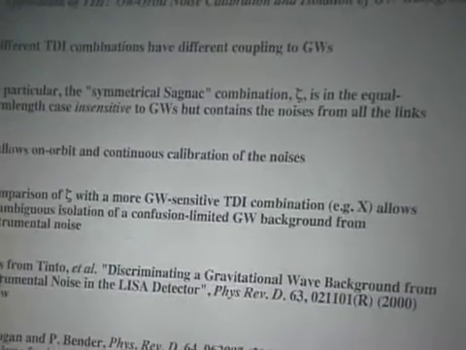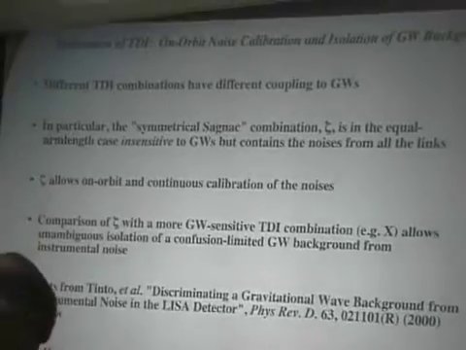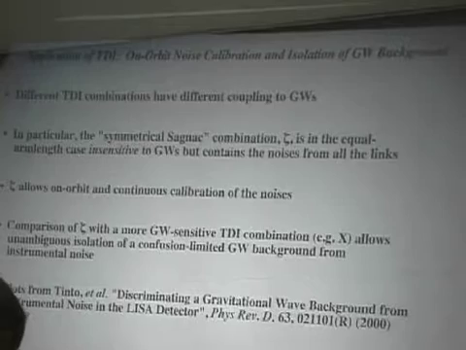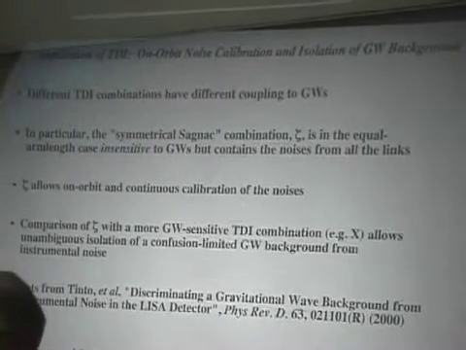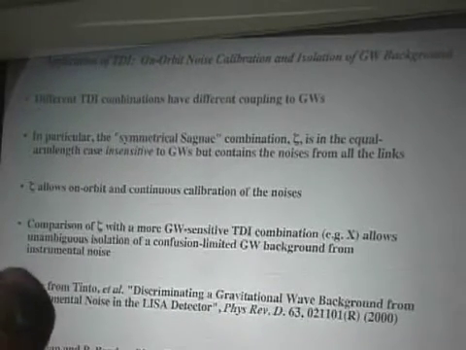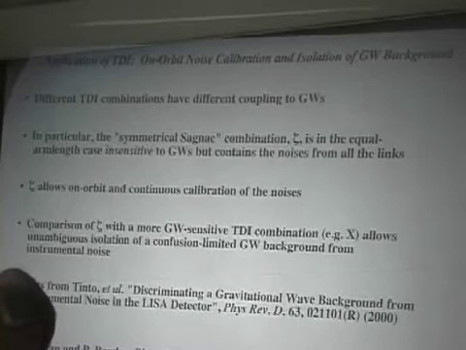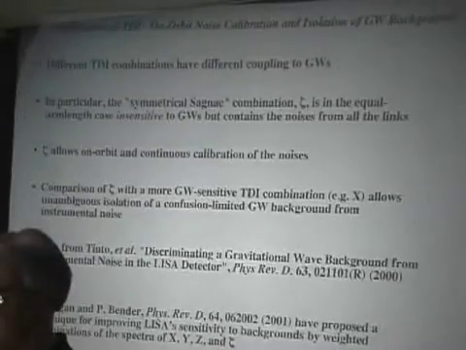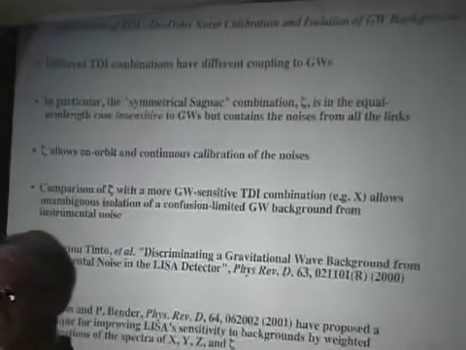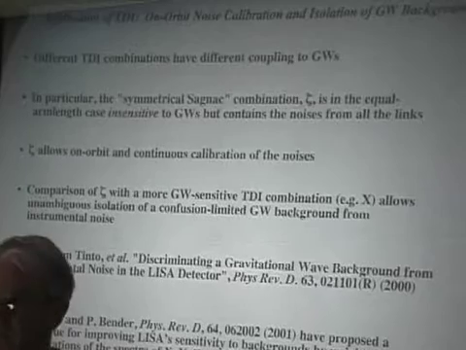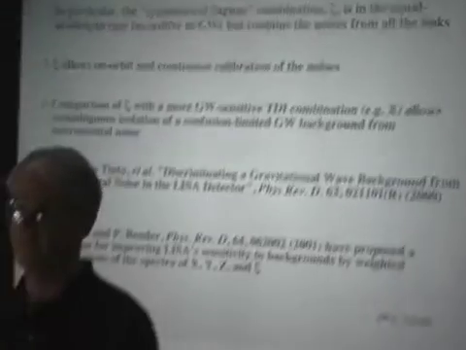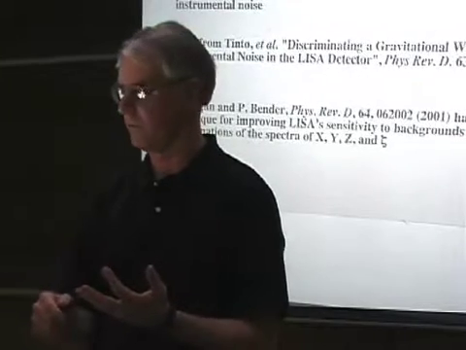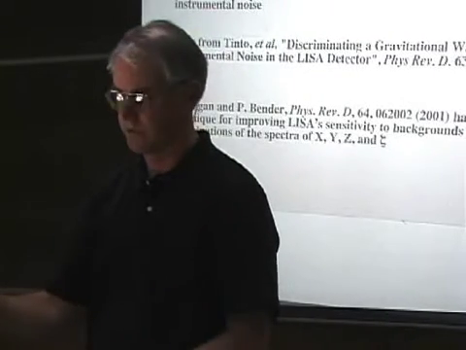Okay, so how might you exploit that information? This, as has now been sort of beaten to death, the different TDI combinations have different couplings to gravity waves. And the symmetrical Sagnac at low frequencies is to some extent insensitive to gravity waves, but contains information about the noise. So the idea then is you look at, say, X, the Michelson combination, simultaneously with zeta to isolate signal plus noise and noise only. And I'll show you some plots in just a second.